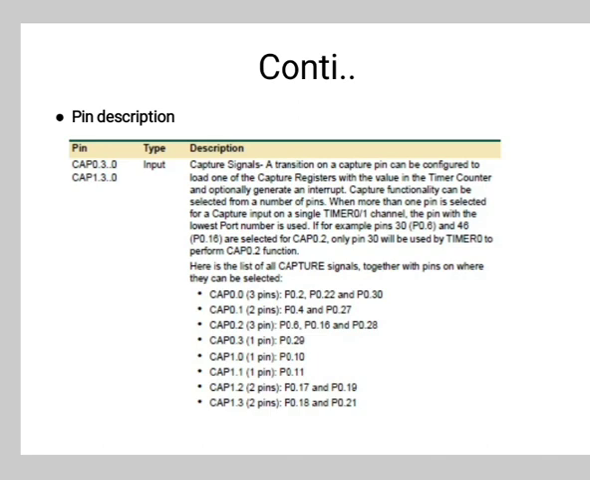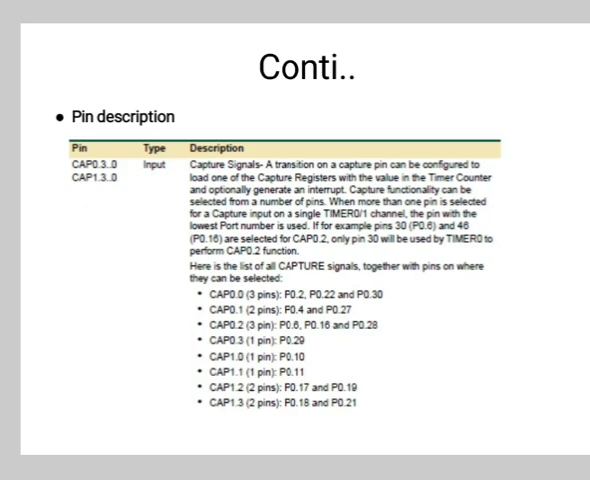If, for example, pin number 30, that is P0.6, and 46, P0.16, are selected for capture 0.2, then only pin 30 will be used by timer 0 to perform the capture 0.2 function. Here is a list of all capture signals together with the pins on which they can be selected.